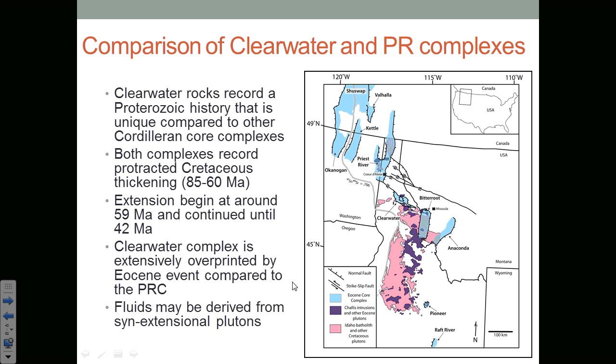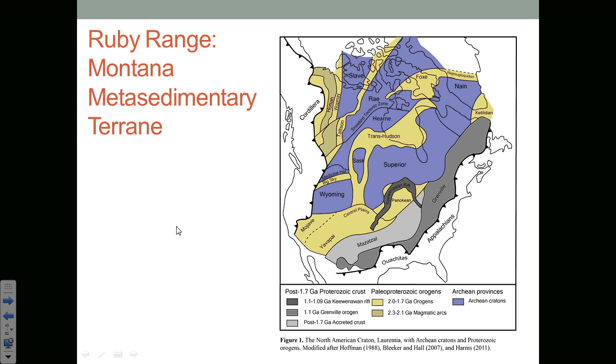Okay, and then if you just compare those two complexes, they both have some similarities in their Cretaceous history, but some big differences in the Eocene histories. Essentially what we can say is the Clearwater complex, at least in the internal zone, has this extensive overprinting in the Eocene, whereas the Priest River kind of just came up passively. All of the deformation was accommodated along the mylonite zone, and then the whole thing popped up without really being affected by the exhumation.